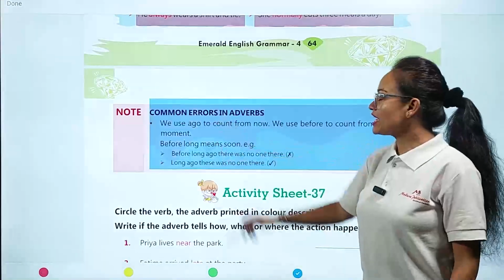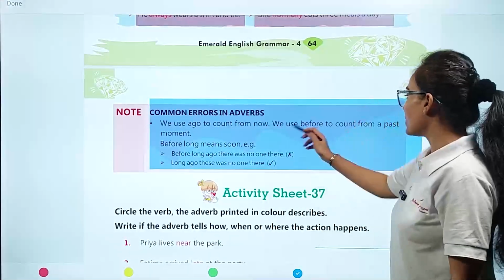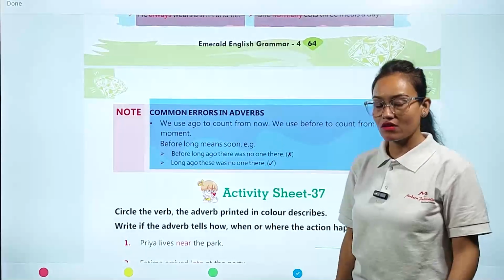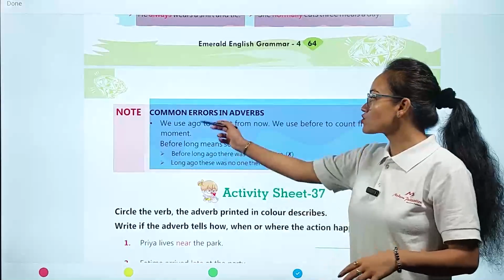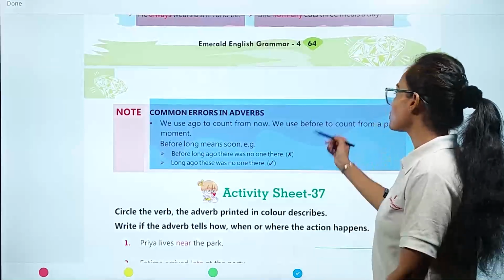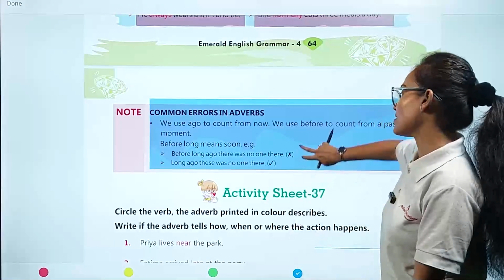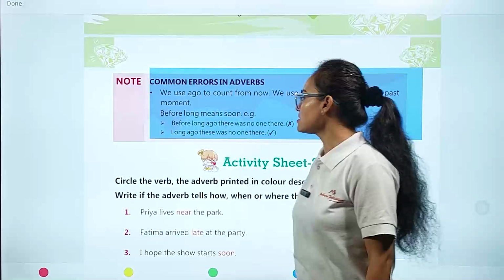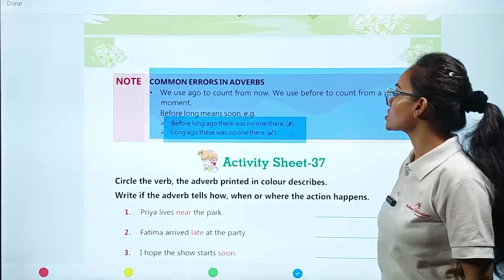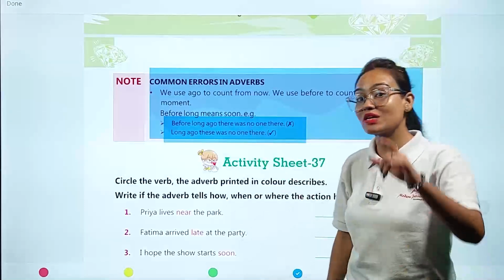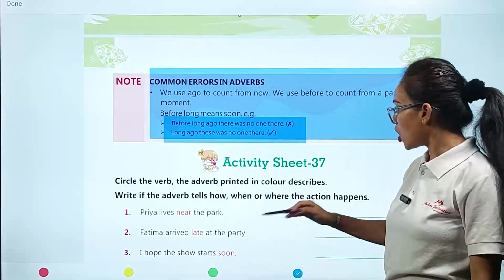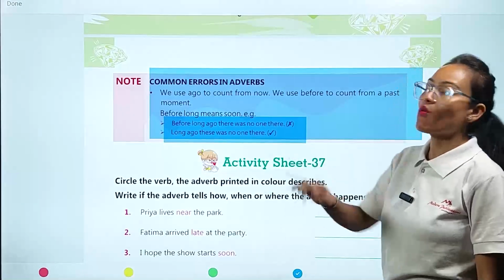Now, common errors which we make while using adverbs. Let's see. We use ago to count from now. We use before to count from a past moment. Whenever, my dear students, we are counting from now, we use the word ago. And whenever we are counting from the past, we use the word before. Example: before long means soon. Long ago there was no one there. Here we are talking about past time, a long time. Long ago there was no one there.